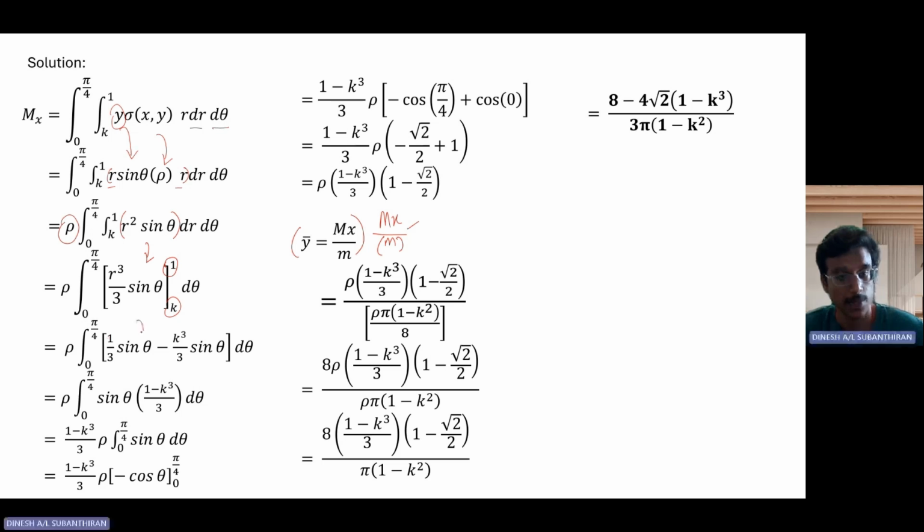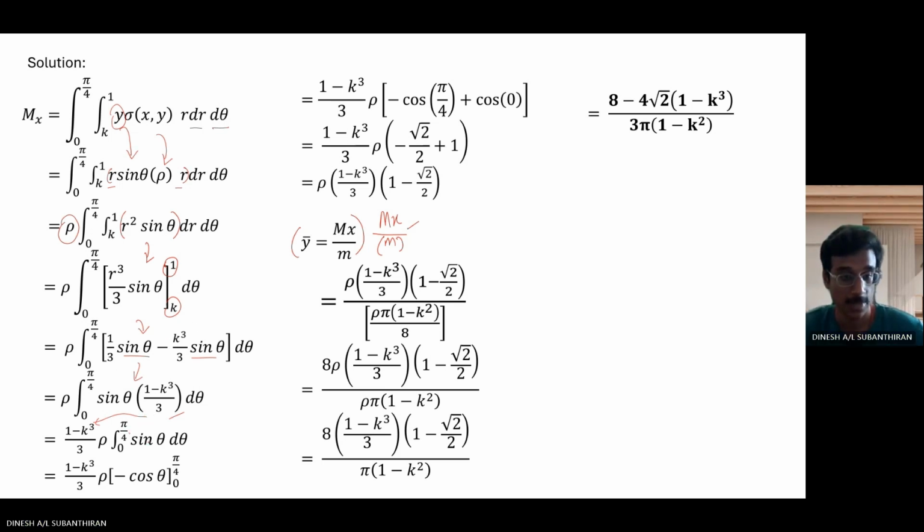And the following step will be 1 over 3 sin θ minus k cubed over 3 sin θ. Now we can see there's sin θ on both sides. So we can separate it from the 1 over 3 and the negative k cubed over 3. So the value will be sin θ in brackets 1 minus k cubed over 3. So the 1 minus k cubed over 3 will be taken outside of the integral since it is not involved in the second integration part.